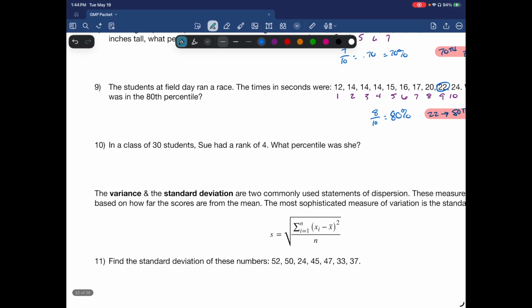Okay, in a class of 30 students, she had a rank of 4. What percentile is she? So she's 4th in the class, which means 30 minus 4 is 26, which means there are 26 people below her. 26 over 30 is 0.867, which means it's 86.7%, which means she is in the 87th percentile.